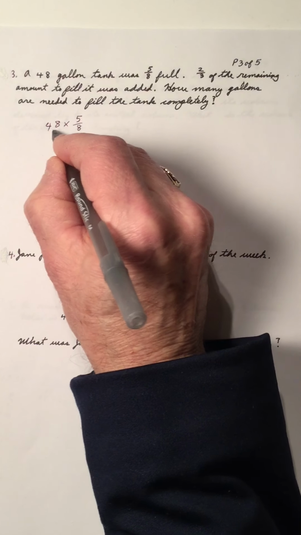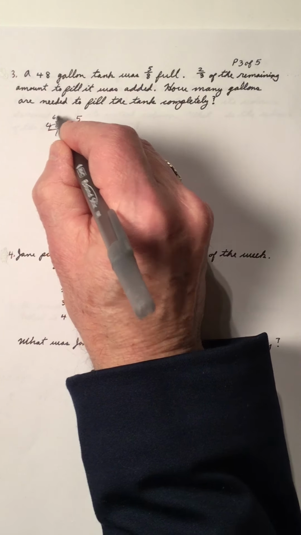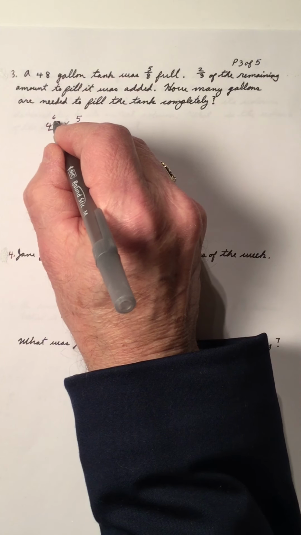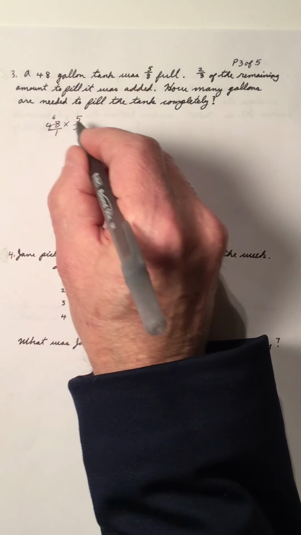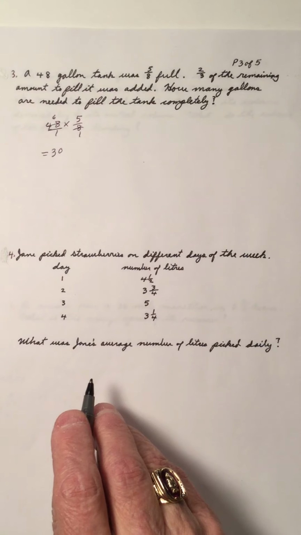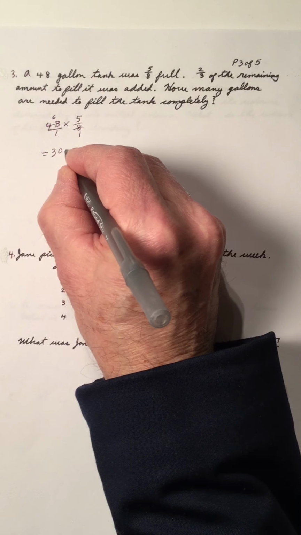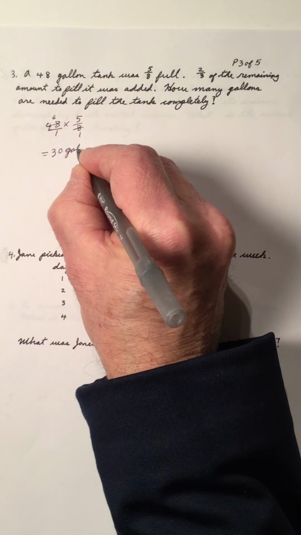So we multiply, put it over 1, 8 into 8 goes 1, 8 into 48 goes 6. So 6 times 5 gives me 30. So if it's 5/8 full, that means it has 30 gallons in the tank.